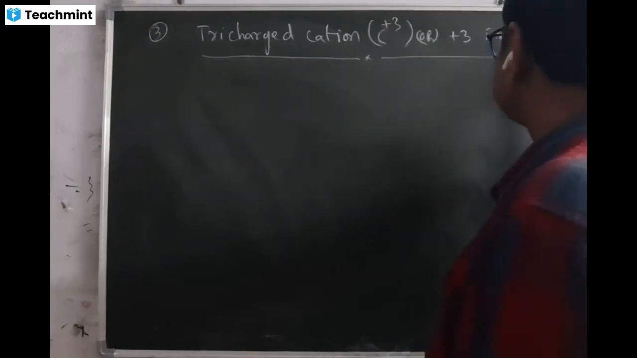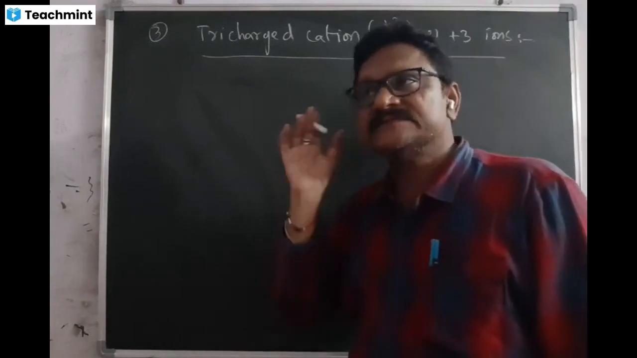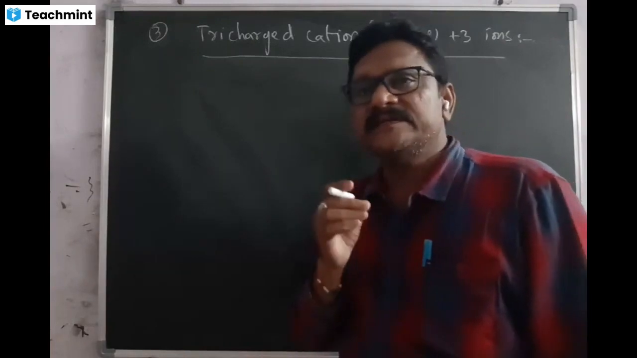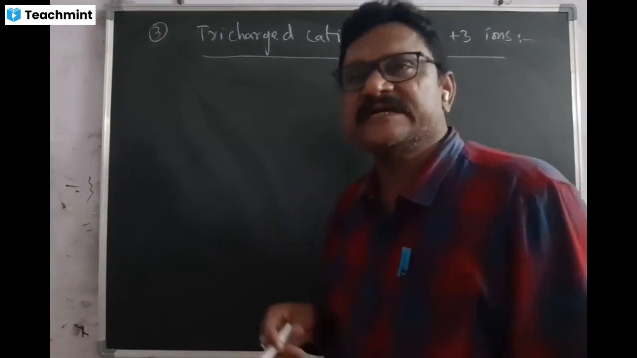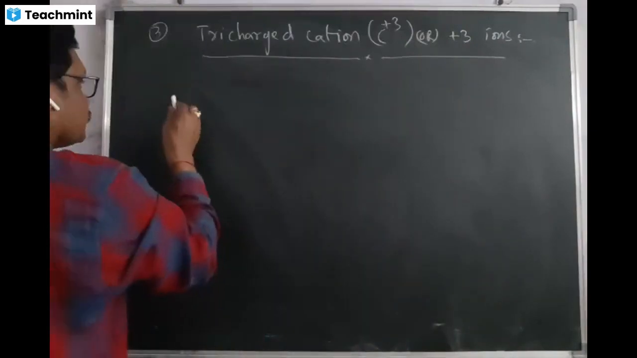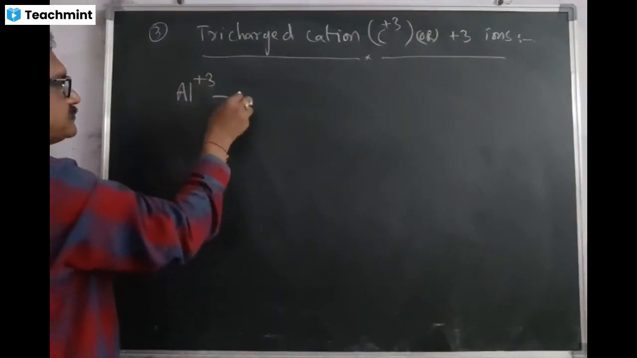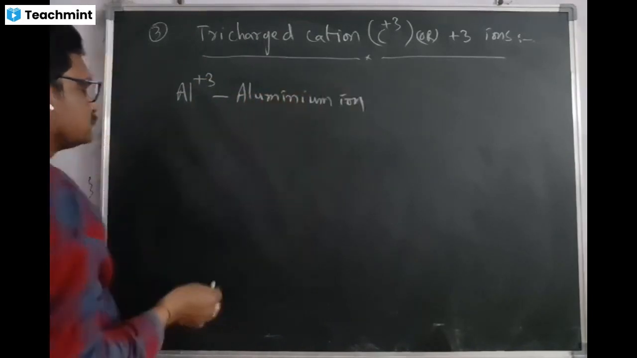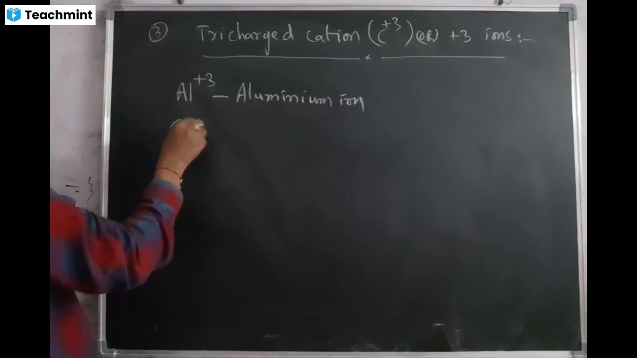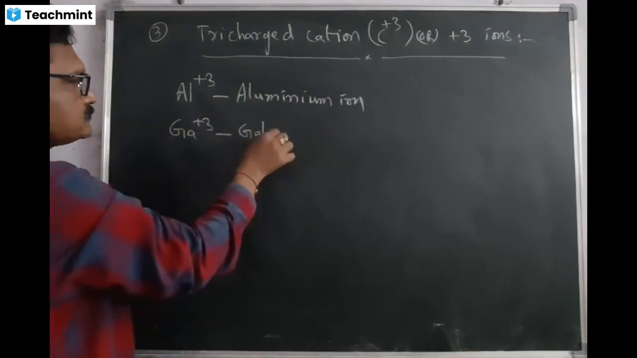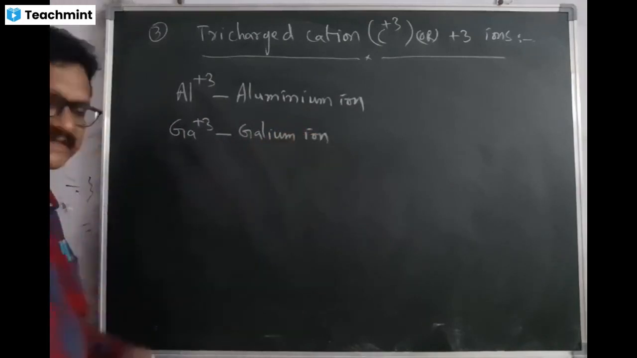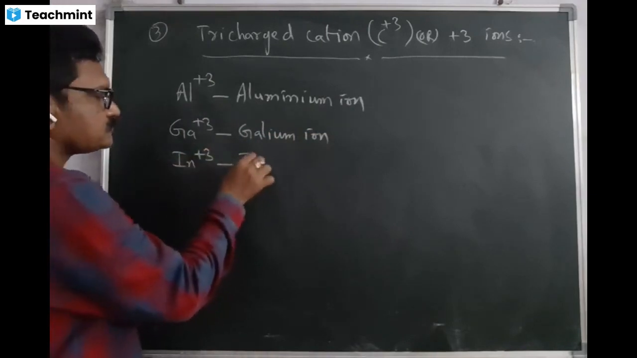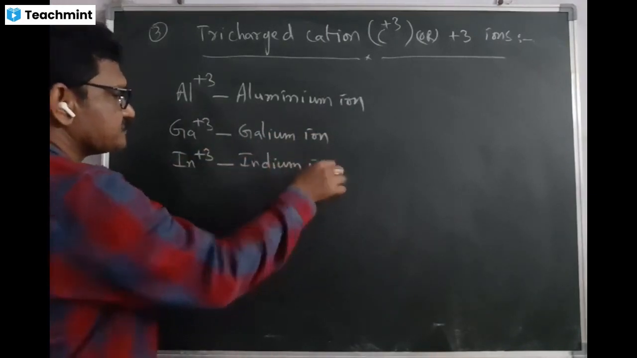So what are the atoms that show plus three oxidation state? I am writing here. Normally, third group metals can exhibit plus three oxidation state. Write down here. Al plus three, aluminium ion. Ga plus three, gallium ion. In plus three, indium ion.